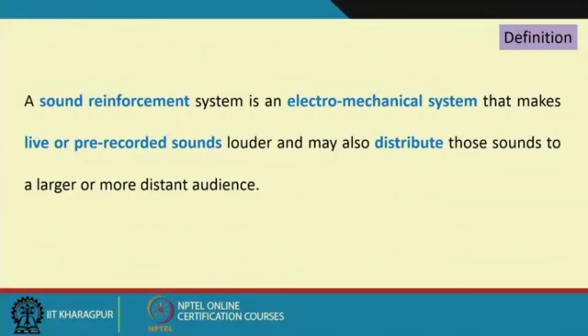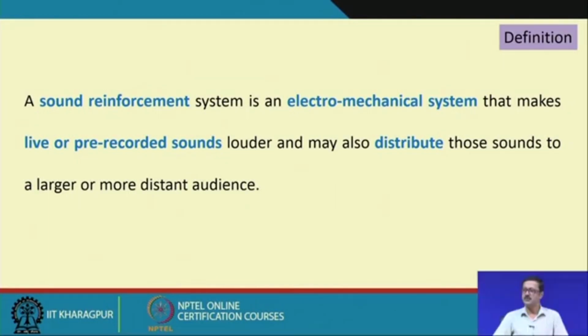Basically, when I talk about electroacoustics, it is a kind of sound reinforcement system. A sound reinforcement system is needed sometimes when a particular hall or area is too large, or when I am going to produce some pre-recorded voice or music. We need to take help from electromechanical systems, something like loudspeakers, microphones and all.